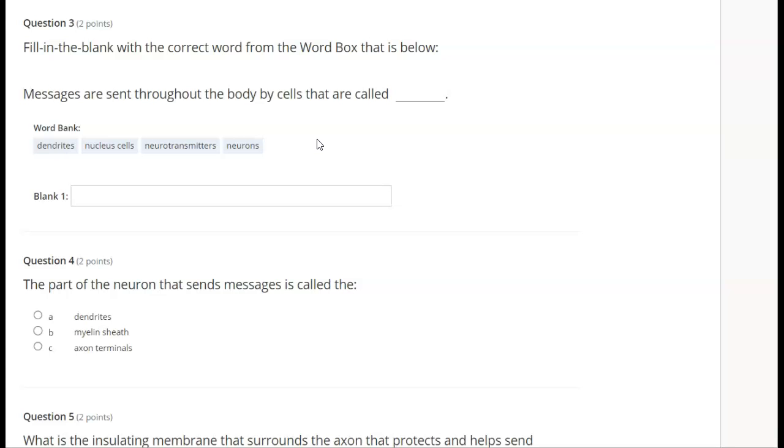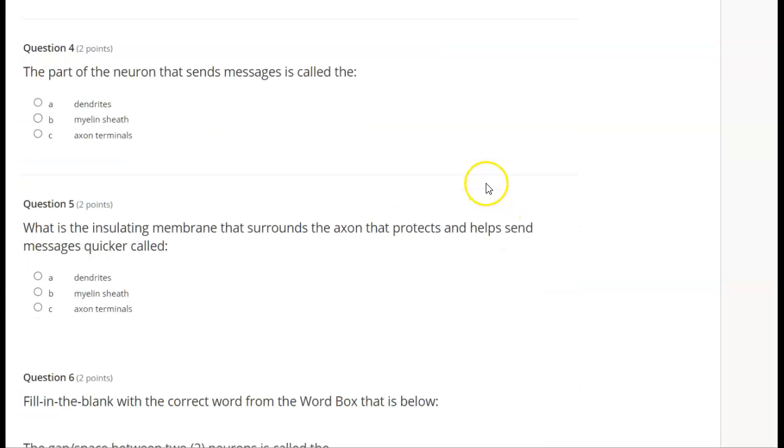Fill in the blank with the correct word from the word boxes below. Messages are sent throughout the body by cells that are called blank. Dendrites, nucleus cells, neurotransmitters, neurons.